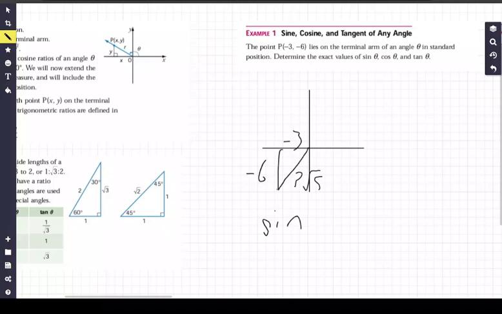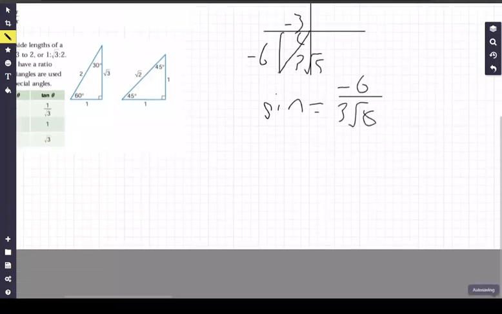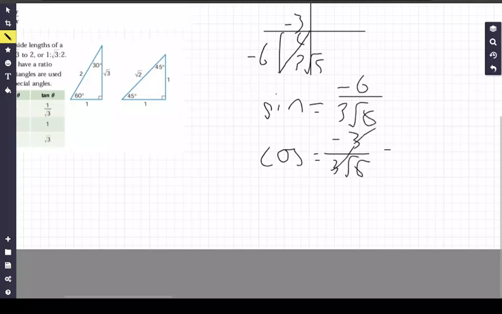So our sine, for this angle right here, we're doing opposite over hypotenuse. So -6 over 3 root 5. Cosine is -3 over 3 root 5. The 3 cancels out, so it's -1 over root 5. And then we can rationalize, but we're not doing that right now. Tan is just simply opposite over adjacent, so negative over negative, that's 2.